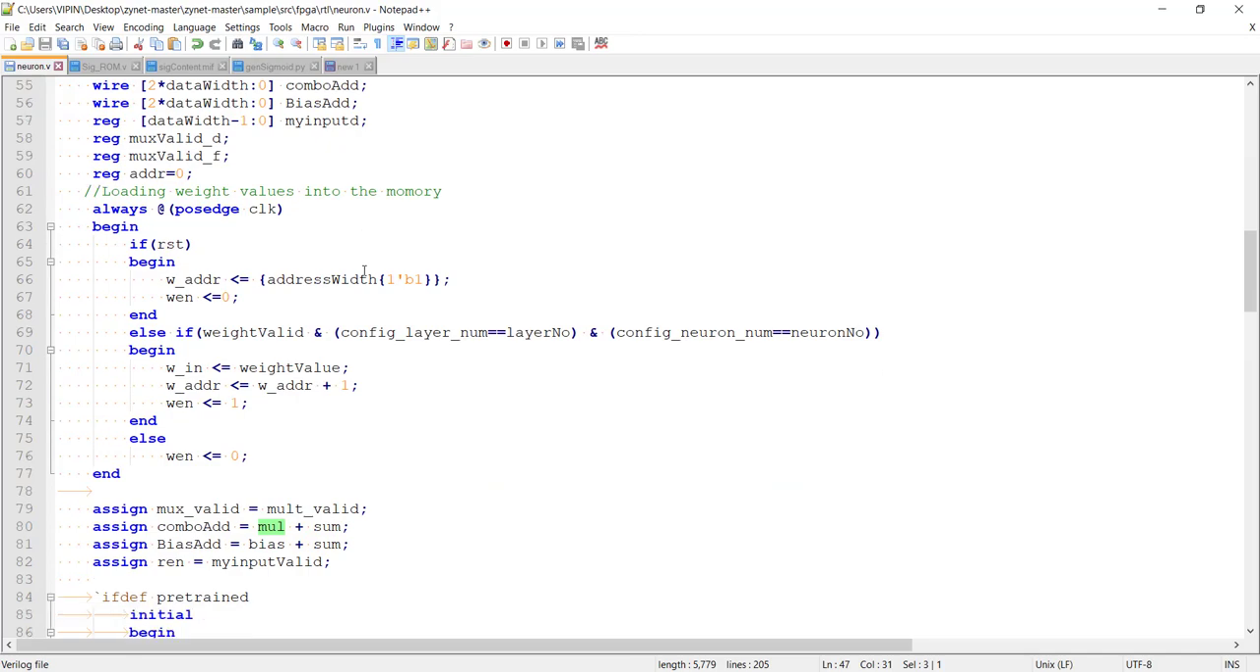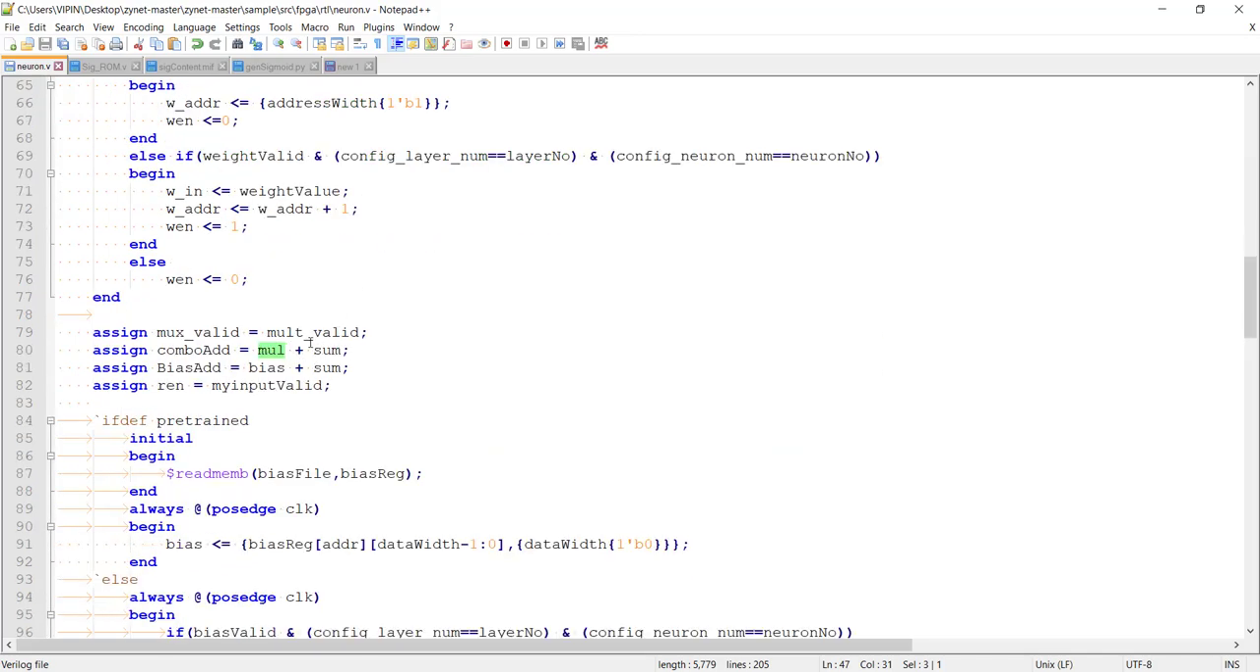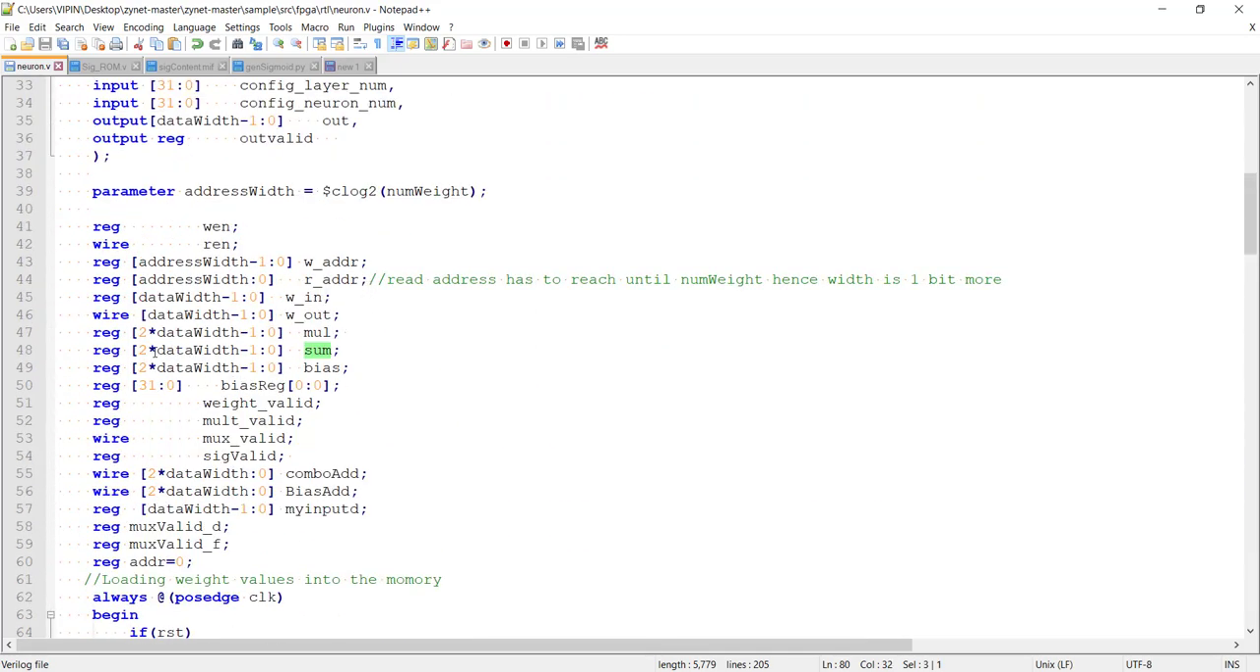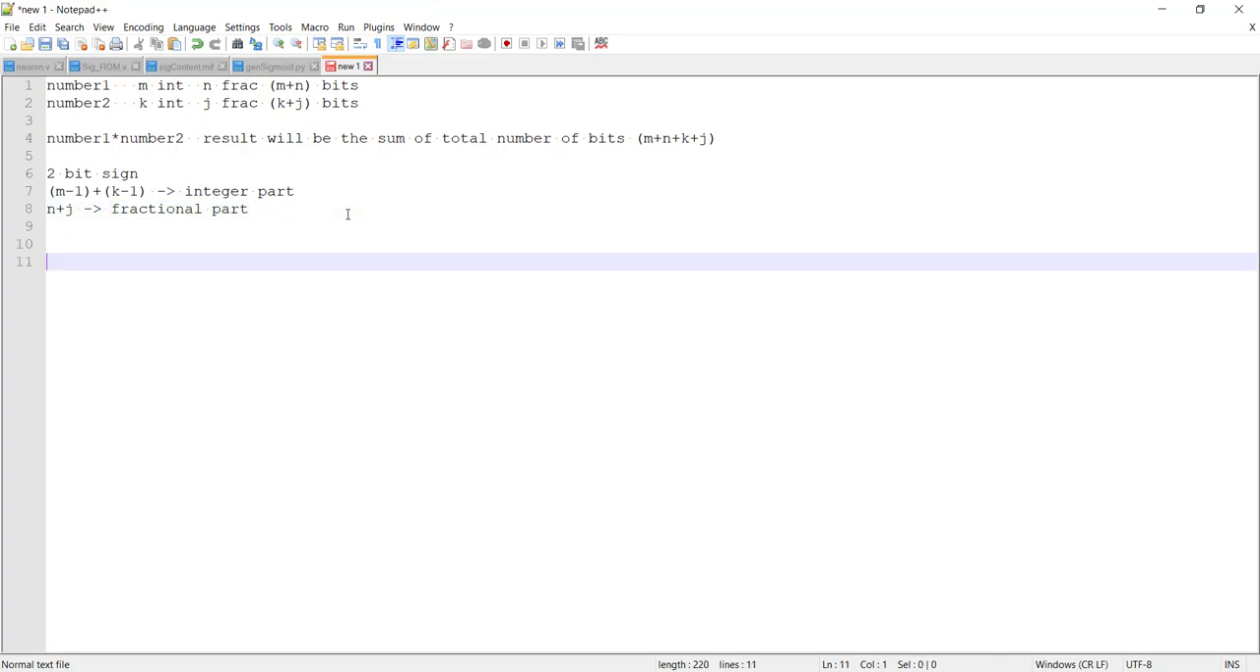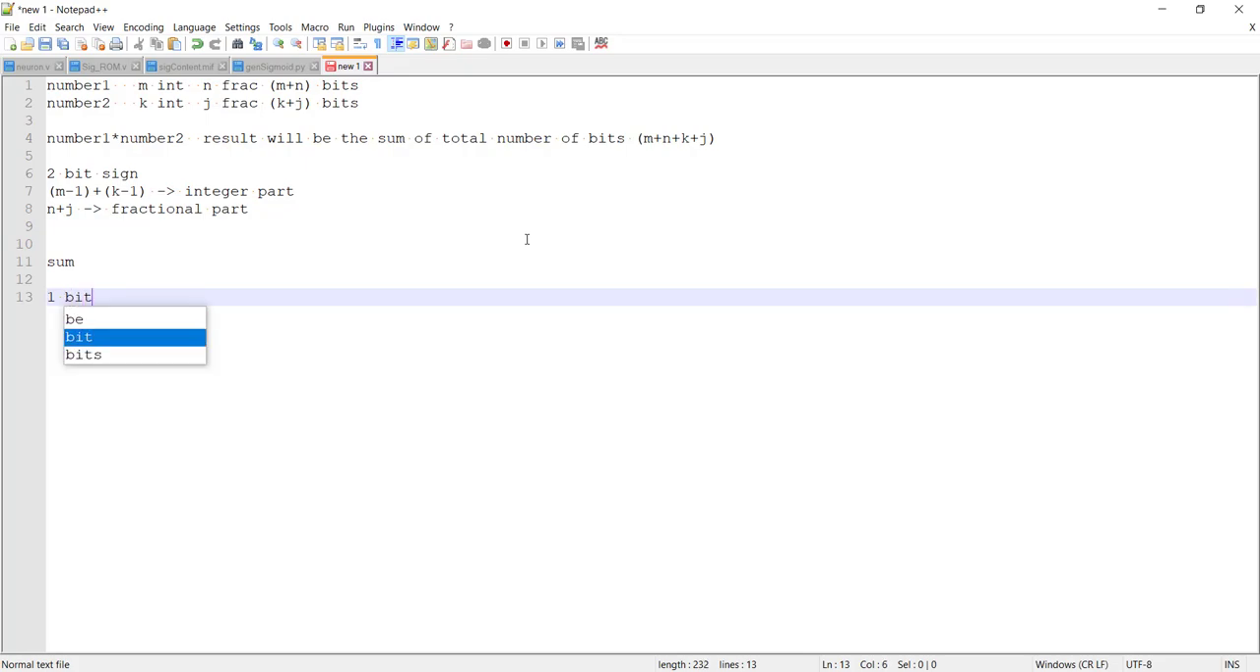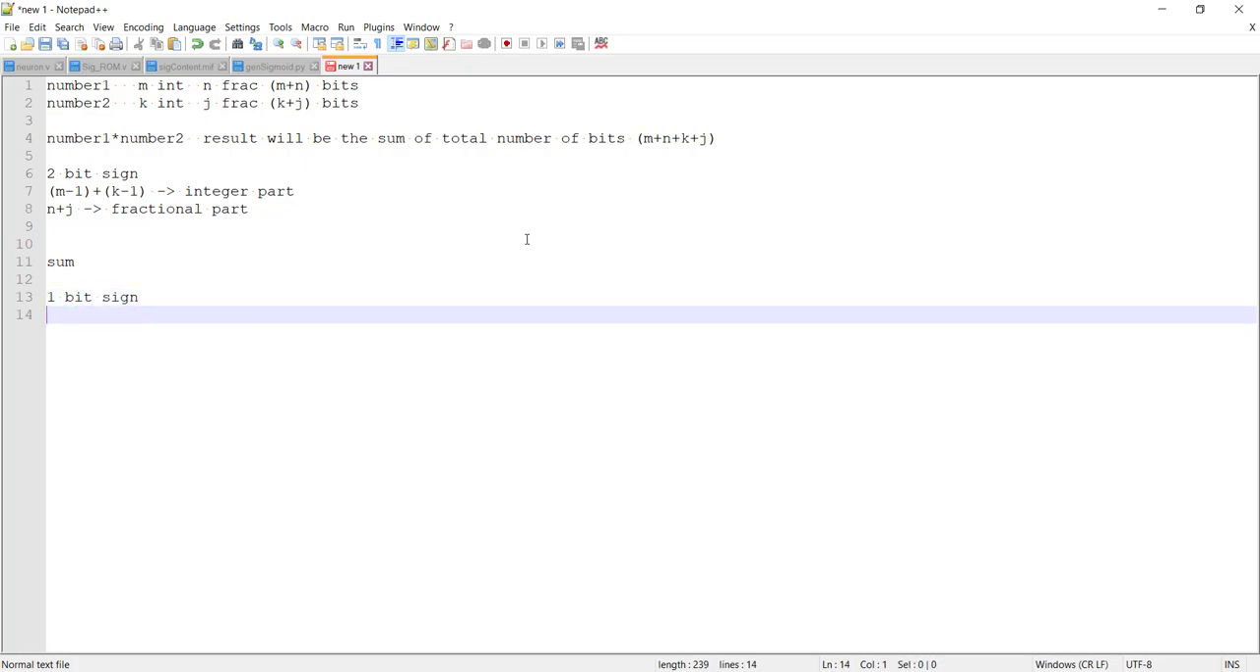Now we are not directly using this mult. You can see this mult is constantly added with sum, and finally that sum will be added with bias also. If you see, the width of sum is also defined as 2 times data width minus 1. So what I am doing is adding 2 numbers with the same size, so the result can be 1 bit more than this one. So the overall composition of this sum will look something like this. There will be 1 bit sign, then we will look at the integer part. It will be the size of the int part of input, plus the size of the int part of weight, plus 1.